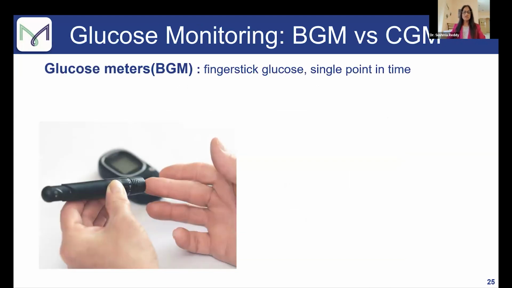So we know that with the blood glucose meter, you're poking your finger, you just know what it is at that point in time. And if you're lucky, you'll get a couple of readings from the patient if they remember to bring their logbook in and are actually checking. So is there another way?